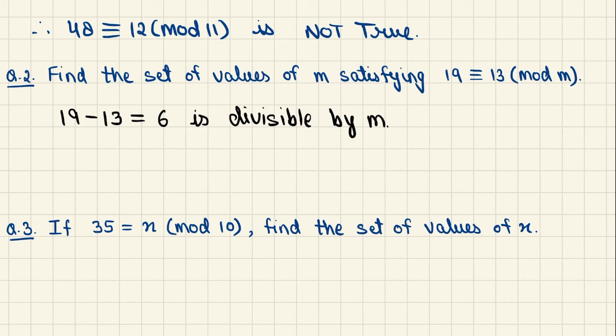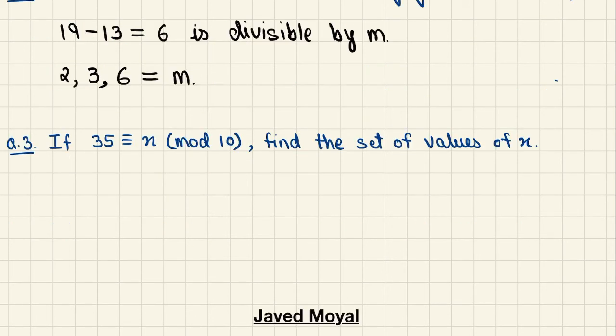So once you search for the numbers which divide 6, what do you get? You get 2, you get 3, you get 6. Hence, M can take these three values 2, 3 or 6. Right? It was easy. Let us go to the next question. What does this question say? This question says that if 35 is congruent to x mod 10, find the set of values of x.